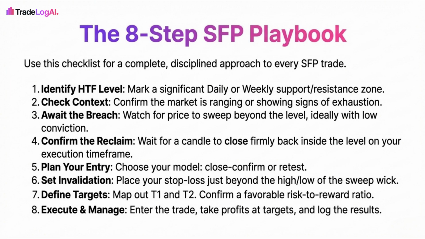Here's the system. Identify a major HTF level. Confirm context, range, or exhaustion. Await the breach beyond the level. Confirm the reclaim close back inside. Choose entry model. Close confirm or retest. Set invalidation beyond the sweep wick. Define targets T1 and T2 and ensure RRR makes sense. Execute, manage, and log the results.